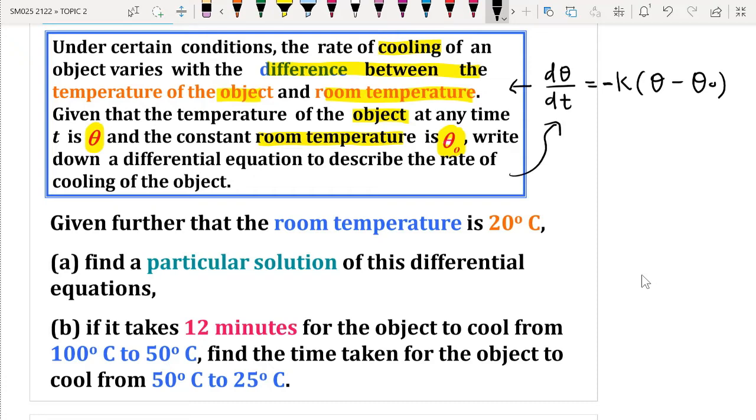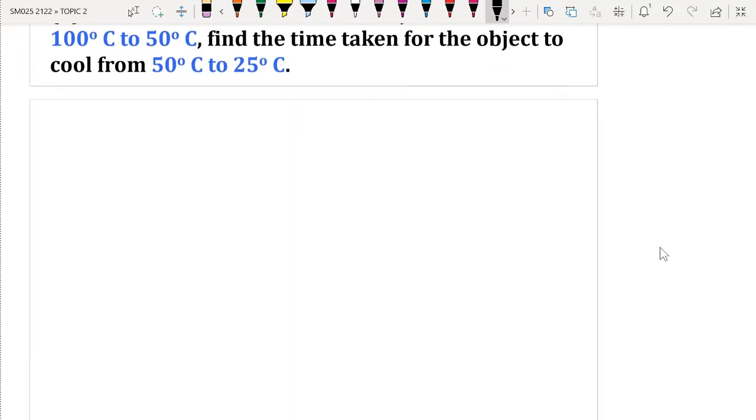Given further that the room temperature is 20 degrees. So from this DE, I can substitute the room temperature. So d theta over dt is finally negative k, theta minus 20. So part first, find the particular solution of this DE. Alright, so we can solve this DE first. Just now I copied it back. We start with d theta over dt equal to negative k, theta minus 20. In order to find the particular solution, it means that we have to find theta in terms of t.